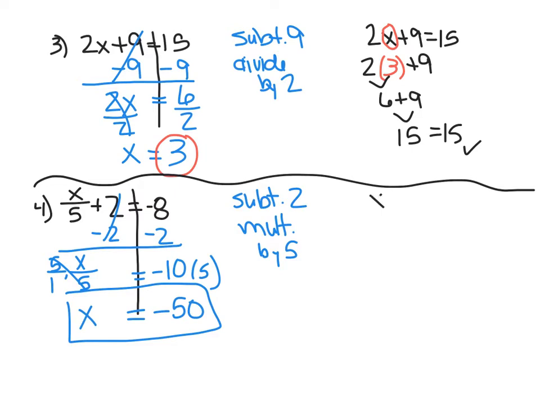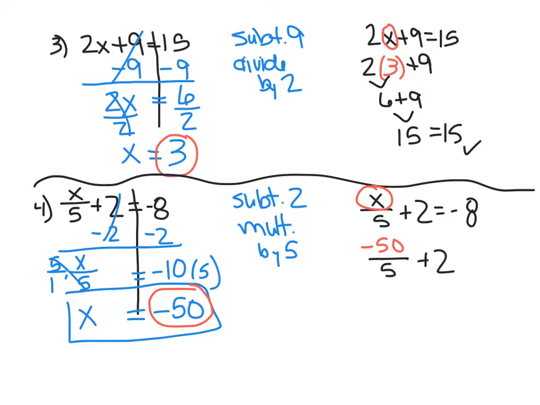Let's see. X divided by 5 plus 2 equals negative 8. We're going to take that x here, and plug in a negative 50 for x. So I have negative 50, and then we're going to divide that by 5 plus 2. I don't need to worry about the right side now. Negative 50 divided by 5 is negative 10, because you do divide before you add, and then negative 10 plus 2 is negative 8, which is what we wanted. Yay! Our check worked out.